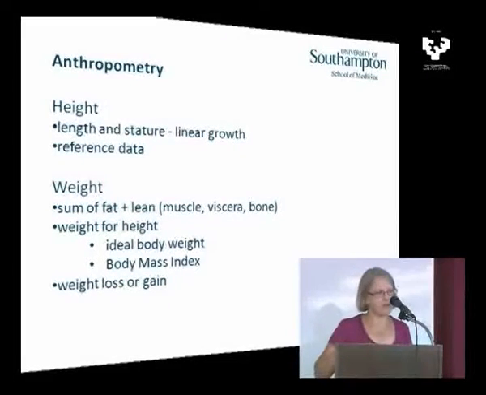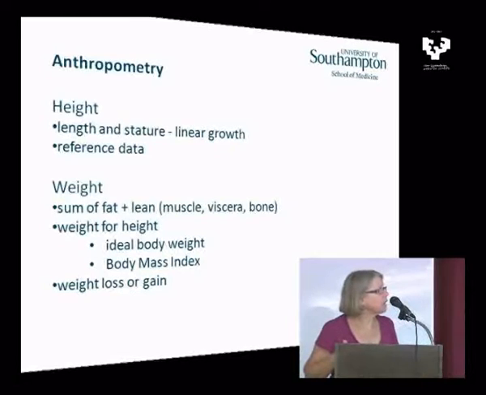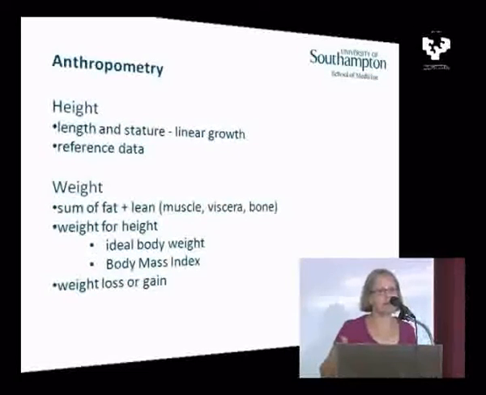And again, reference data. WHO has new growth data for children, and there are already existing reference data for adults. And then weight, which is obviously accumulation of fat and lean tissue, so that's the muscle, viscera and bone. And you can calculate weight for height and compare that against an ideal body weight, a perceived ideal body weight, and the BMI, which, as you know, is weight for height squared. And you can look at weight and height loss.